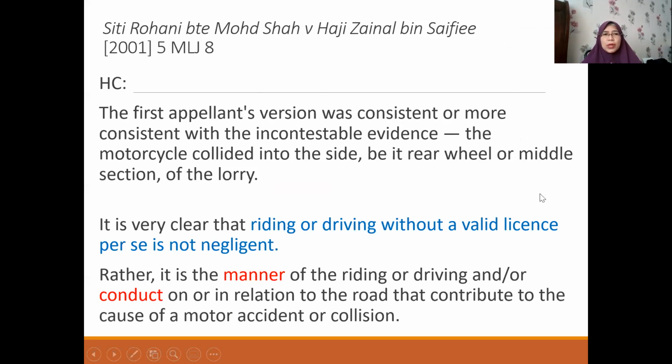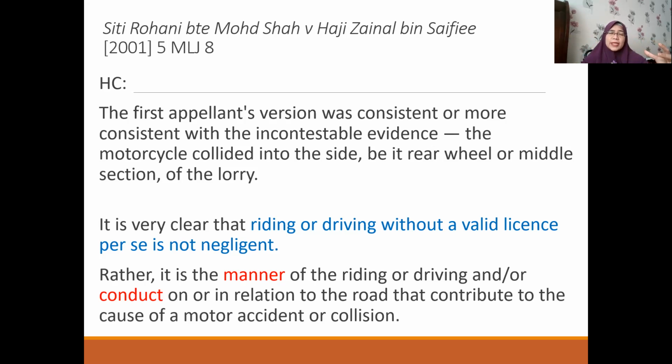When the case went up to appeal, the court agreed with the appellant's version of the story. The first appellant's version was more consistent. On the balance of probabilities, whose story should we accept, because they are contradicting? The court accepted the first appellant's version because it is more consistent with the evidence, which was incontestable. So the court accepted the evidence without any contest. The motorcycle collided into the side, be it the rear wheel or the middle section of the lorry.